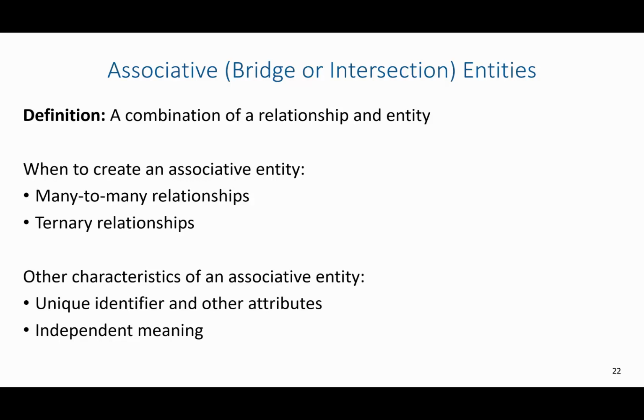There's two cases where you will always create an associative entity. Wherever you see a many-to-many relationship, then we must create an associative entity. Also, wherever you see a ternary, or more than 3 entities involved in a relationship, we need an associative entity there as well. Additionally, associative entities have other characteristics, such as a unique identifier and other attributes, and it typically has independent meaning separate from the entities that created the relationship in the first place.